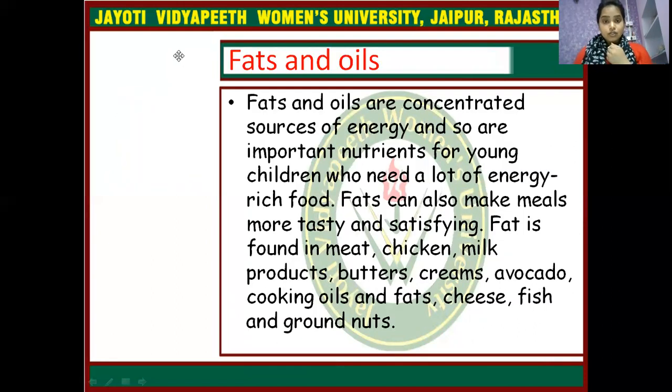Fat and oils. Fat and oils are concentrated sources of energy and so are important nutrients for young children who need a lot of energy-rich foods. Fat can also make meals more tasty and satisfying. Fat is found in meat, chicken, milk products, butter, cream, avocado, cooking oil and fats, cheese, fish, and groundnuts.